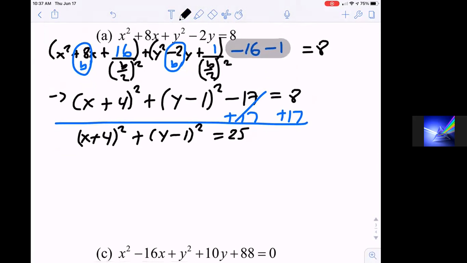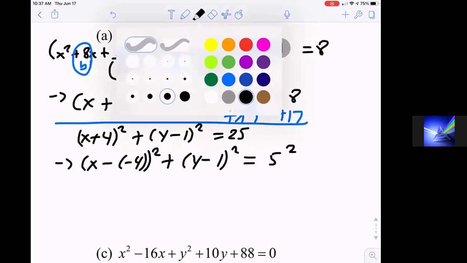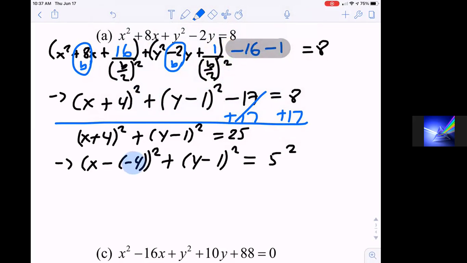Last step, we're going to rewrite it in proper form. So this is going to be x minus 4 squared plus y minus 1 squared equals 5 squared. Your center is coordinate points 4, 1, negative 4, 1, with a radius of 5.